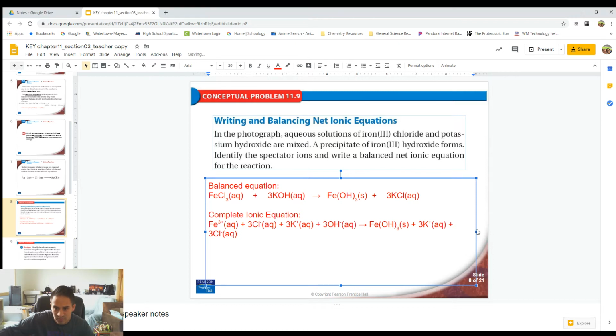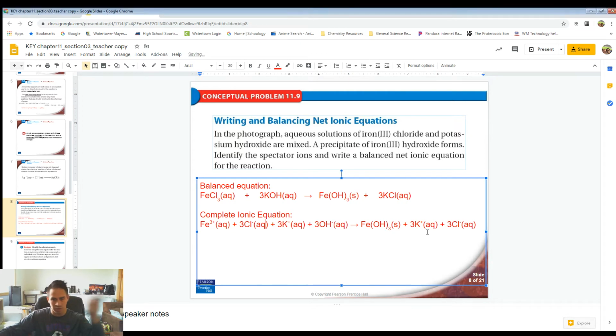So let me make this a little bit wider so that the Cl doesn't go down to the next line. There we go. Okay, perfect. I want it all in one line. All right, so here's everything out.